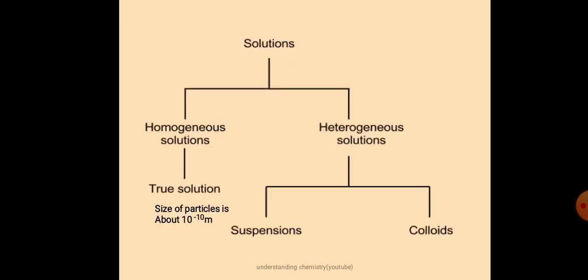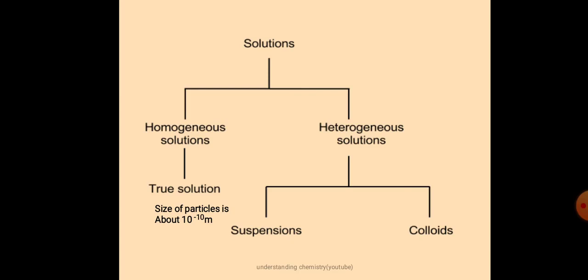Now, let us classify the solution. Solutions can be classified as homogeneous and heterogeneous solutions. Homogeneous solutions we call true solutions. Heterogeneous solution is again of two types. One is suspension, the other one is colloids. For colloids, you can have examples like milk, and paint, which are colloidal solutions. And suspension means the particle size is very big so that you can clearly make it out. We call it suspension.